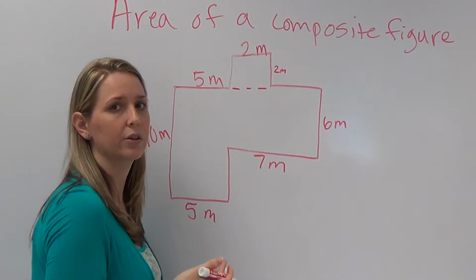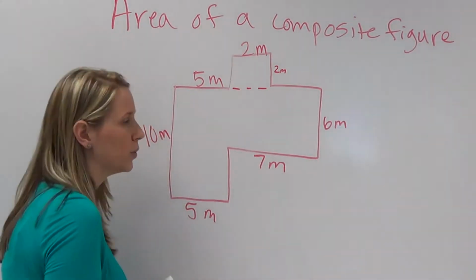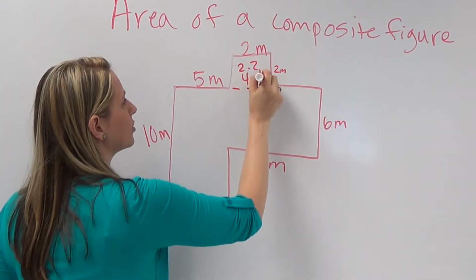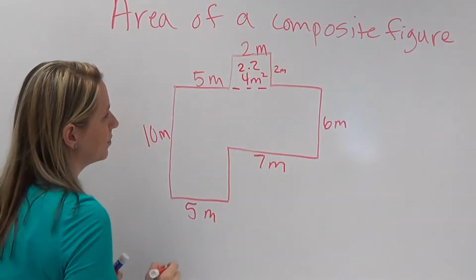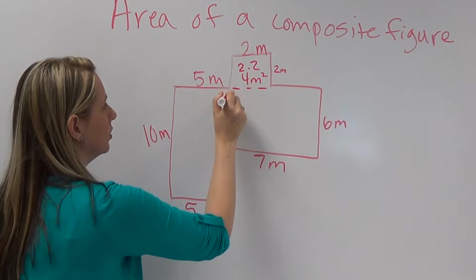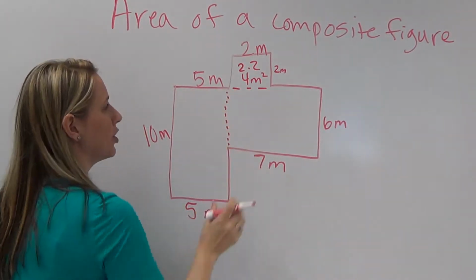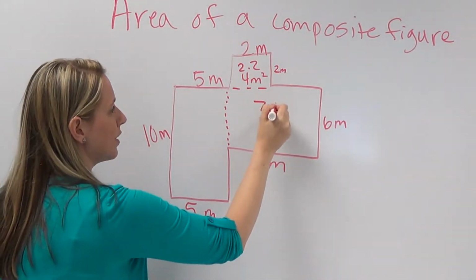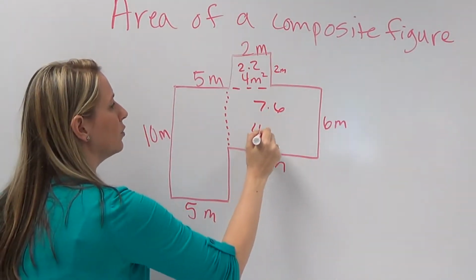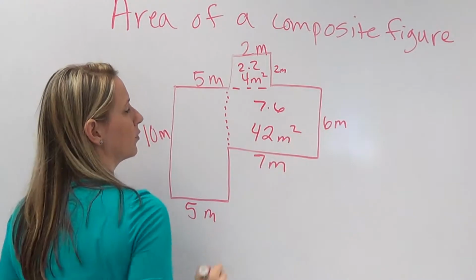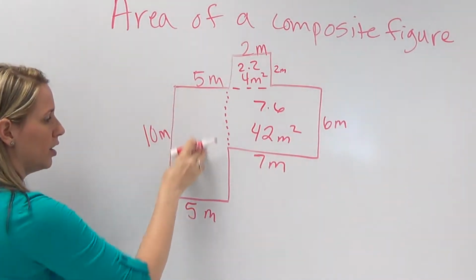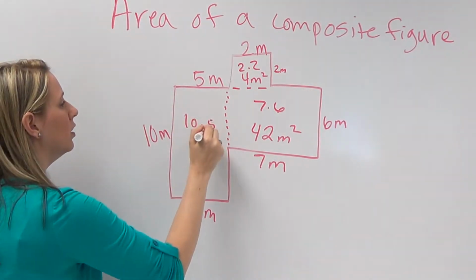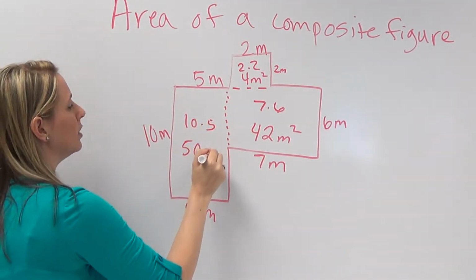The area of a square is either the side squared or length times width, either one. So 2 times 2 is going to give you 4 meters squared for that little section. Then we can cut this little section off, and this will be a rectangle. You've got your length and your width. So 7 times 6 is going to give you 42 meters squared for that one. Then we've got another rectangle here. 10 times 5 is going to give you 50 meters squared.